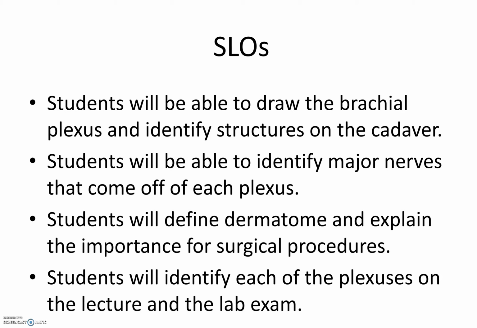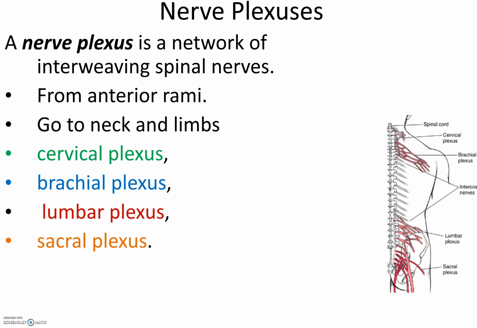So we're going to look at plexuses now. And a plexus is just a weave coming off of the anterior ramus. You'll be able to draw or identify structures on the brachial plexus for me. Identify the major nerves. This is going to be an online activity. And you will explain or identify each plexus on the lab exam. So, a plexus is just a weave coming off of a given area where the nerves sort of twist and tangle and reform new nerves.